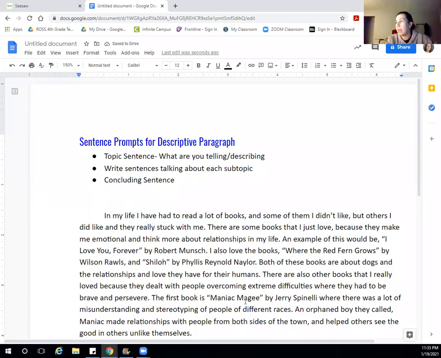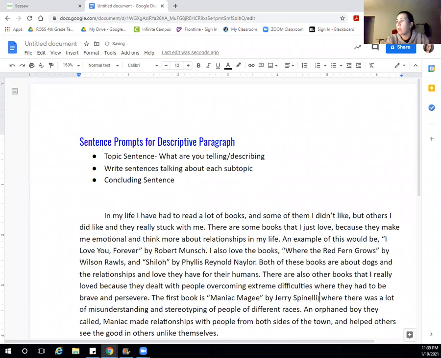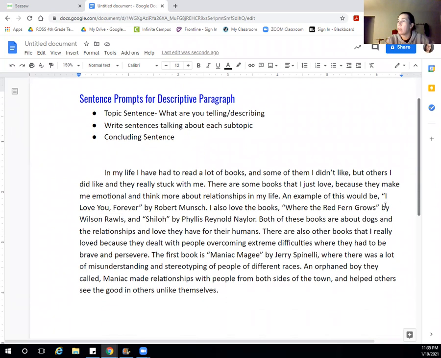The first book is Maniac Magee by Jerry Spinelli, where there was a lot of misunderstanding and stereotyping of people of different races. An orphaned boy called Maniac made relationships with people from both sides of the town and helped others see the good in others that were different from themselves. I like that better. Now I'm going to start talking about the next books that I really like.